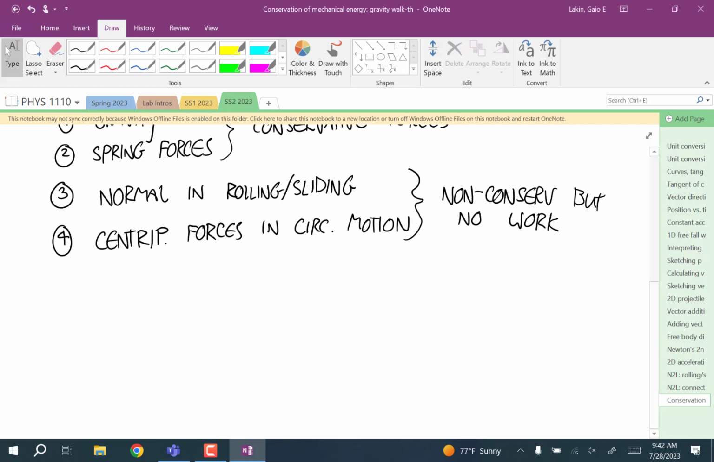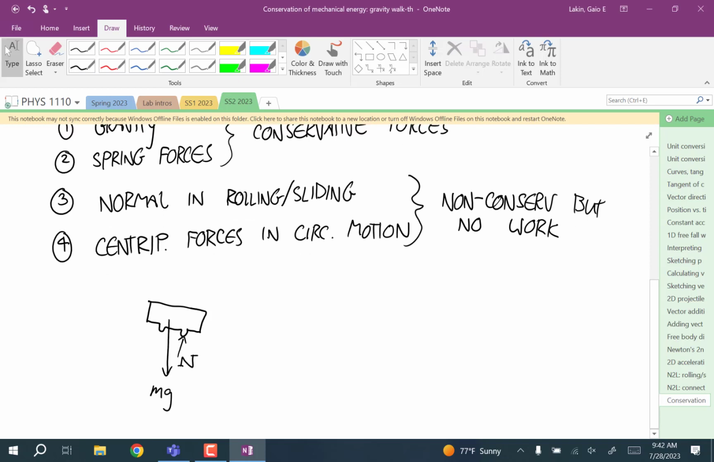Okay, so let's think of a free body diagram of this thing while it's rolling down the ramp. There'd be a weight force acting down. There'd be a normal force pushing up, and that's all that's acting. And so we can see this one is fine. We can represent that with potential energy. And this one is fine because it doesn't do any work.